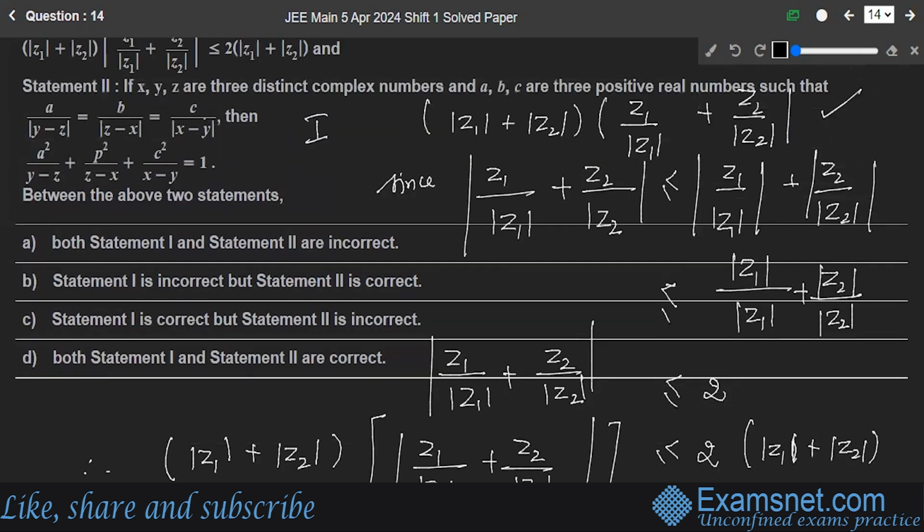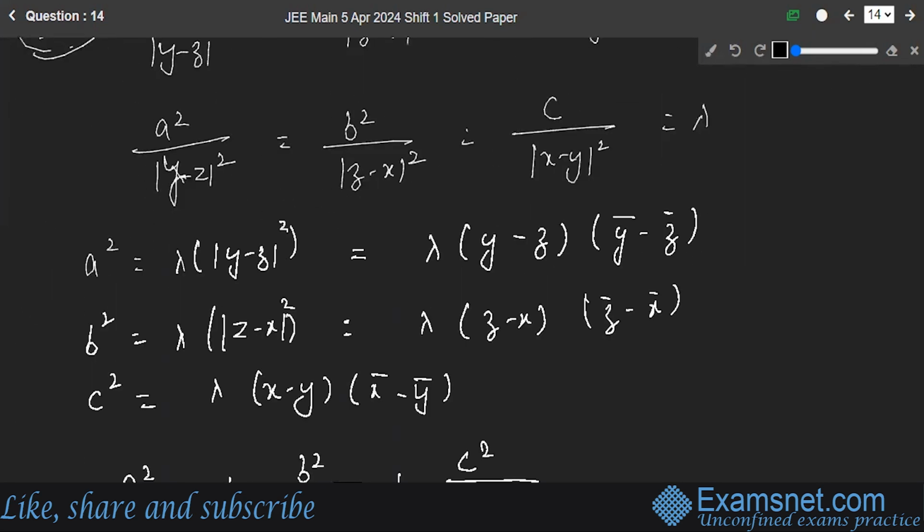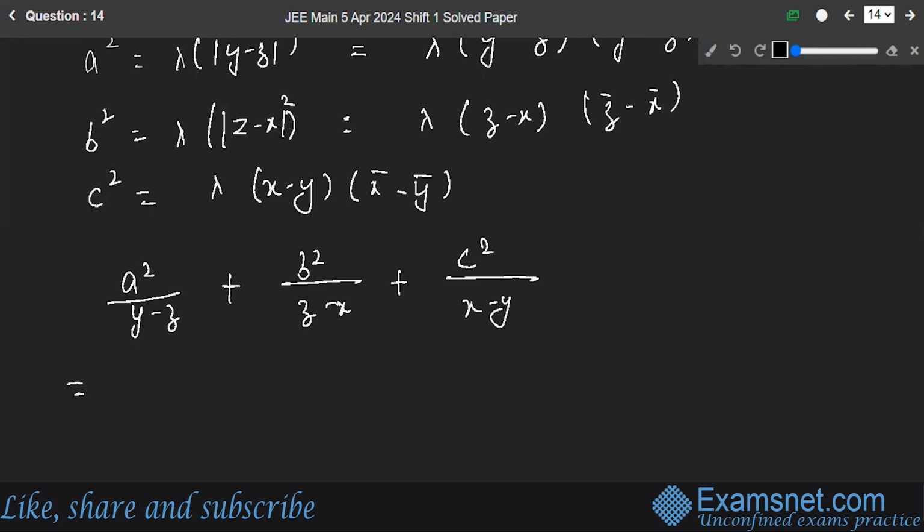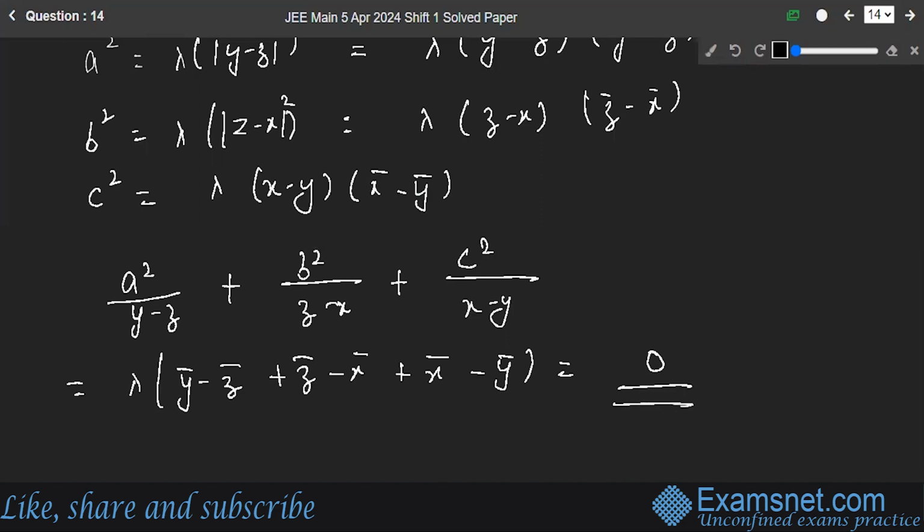Over here, from here. So let's add the LHS. From here, you will get this will be equal to lambda into y conjugate minus z conjugate minus x conjugate minus y conjugate. This is equal to 0, right?